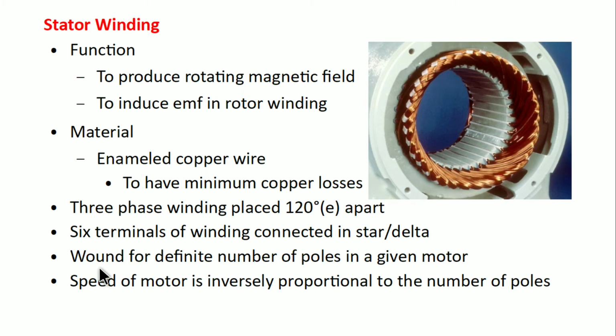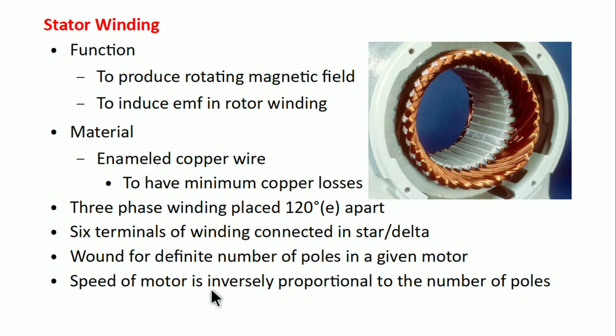These windings are wound for a definite number of poles in a given motor. For example, for a 2-pole motor there will be one set of coils for each phase, and for a 4-pole motor there will be two sets of coils for each phase. That means the number of sets of coils is equal to the number of pairs of poles.